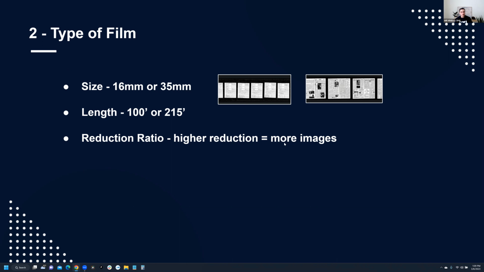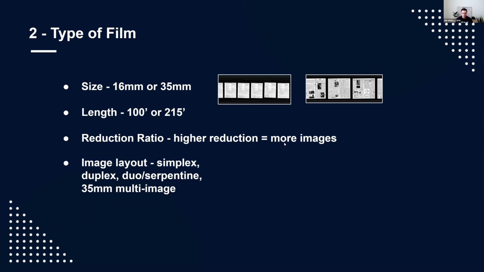Let's see, image layout, simplex. No, that's duplex, but I'll go back to simplex here. This is simplex: image, image, image, image, image. That's what simplex means, just one image after the other. For 35 millimeter, I've never seen duplex. I don't think it exists. 16 millimeter is really where it's going to come into play. You have all these different variations. So image, image, image, that's simplex.